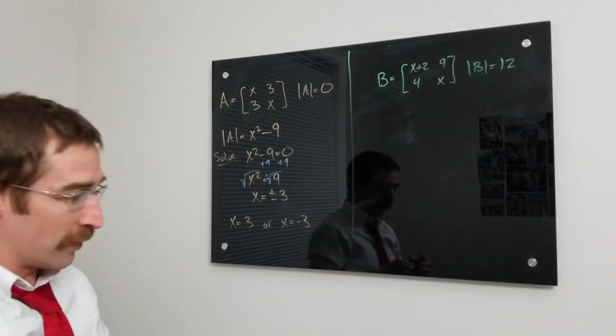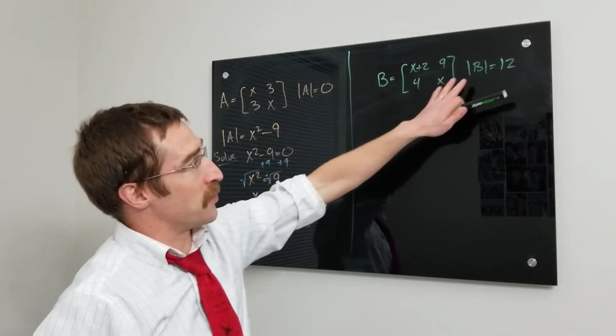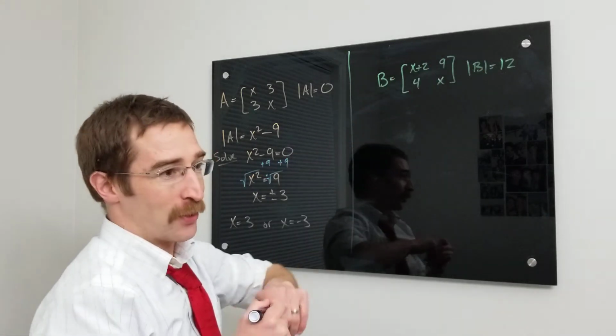So moving on to B. Here we've got this matrix and the determinant is equal to 12.